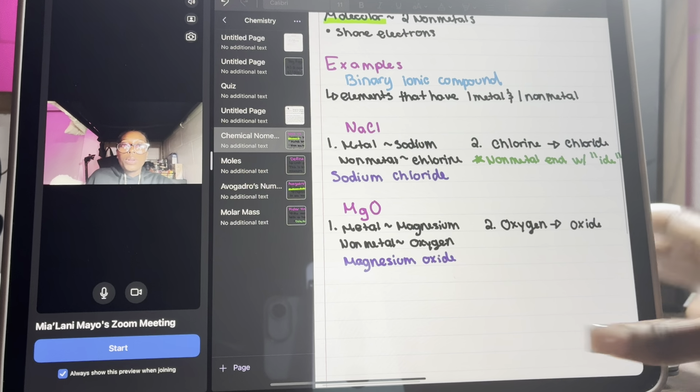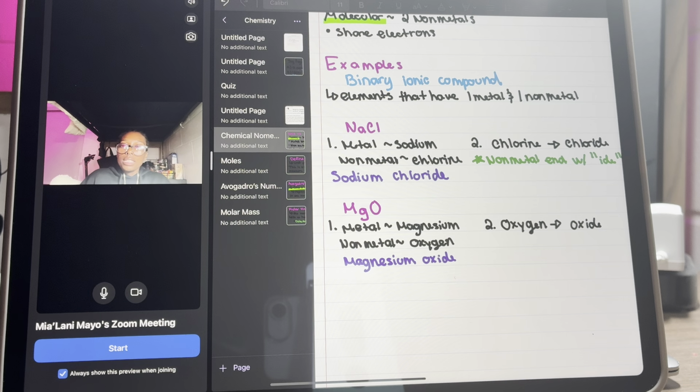My first example is NaCl. First step is to find the metal and the nonmetal. In this example, my metal is sodium and my nonmetal is chlorine. When naming ionic compounds, the ending of the nonmetal changes to "ide." So in this example, the chlorine would change to chloride. So this would be sodium chloride.